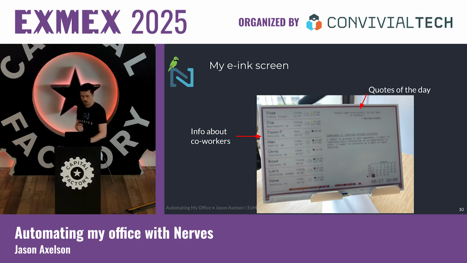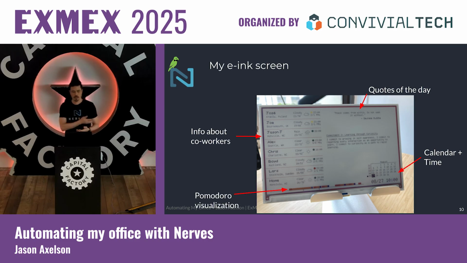There were quotes of the day, calendar, and time, and my favorite functionality was this Pomodoro visualization at the bottom that would show when I was working throughout the day, because I found that if I work for too long of a stretch without taking a break, it impacts my mood and productivity.